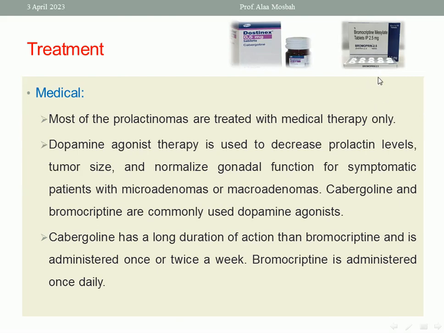Okay? However, bromocriptine has one advantage. It can be given during pregnancy. Better than cabergoline. Okay?